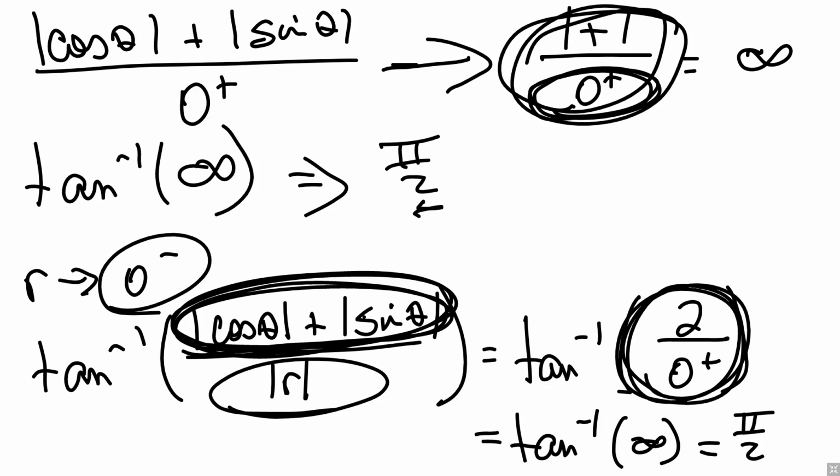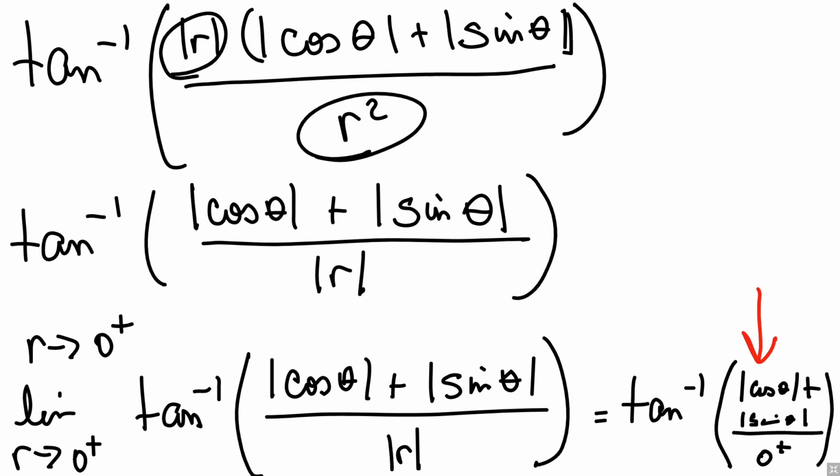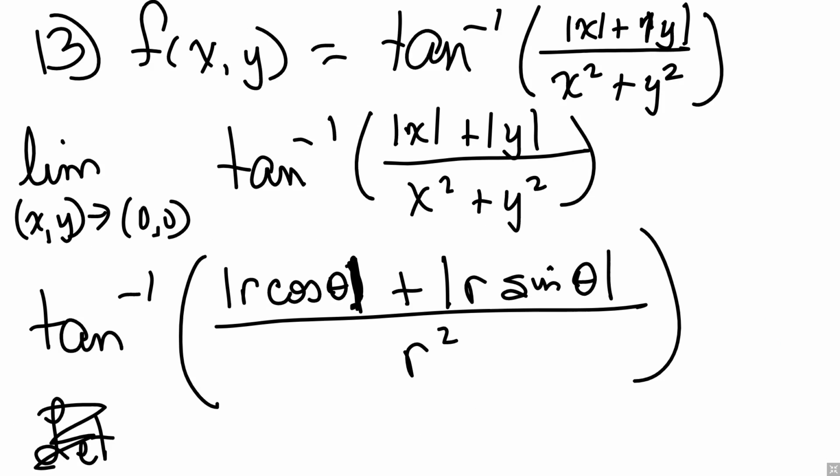So since the left and right hand limits are approaching the exact same value, that's why for this particular problem, the limit as this approaches 0 is equal to pi over 2.